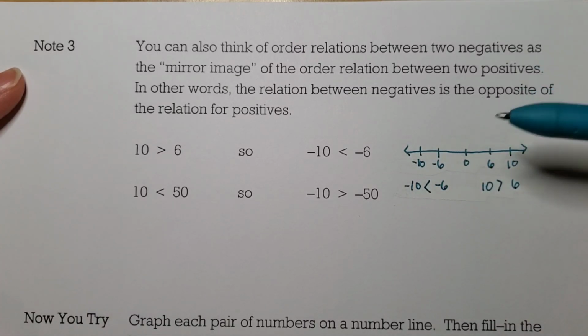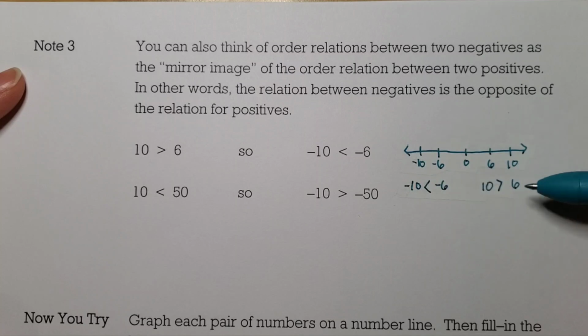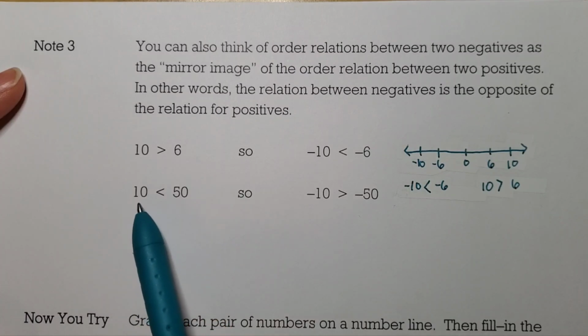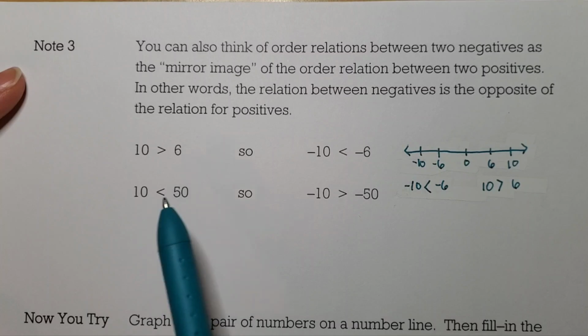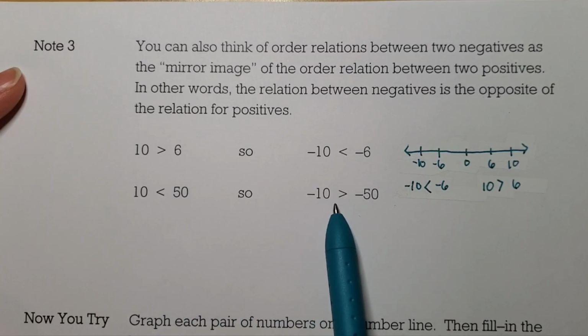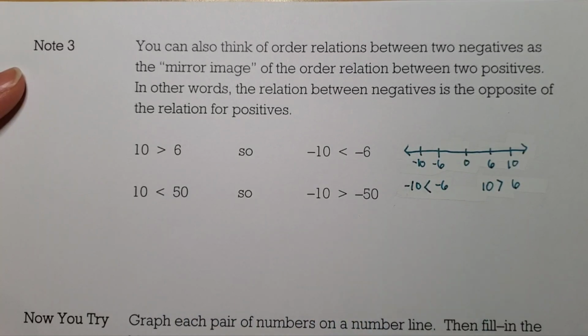So the order relation sign for negative numbers is the opposite of what it is for positives. So if you wanted to compare -10 and -50, since you know 10 is less than 50, you could flip that sign for two negatives. -10 is greater than -50. So that's another way that you can think about order relations with signed numbers.